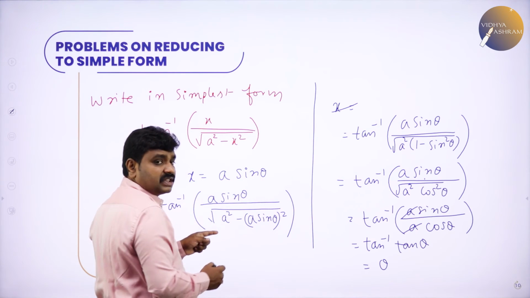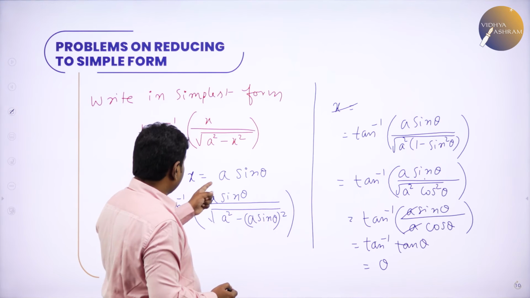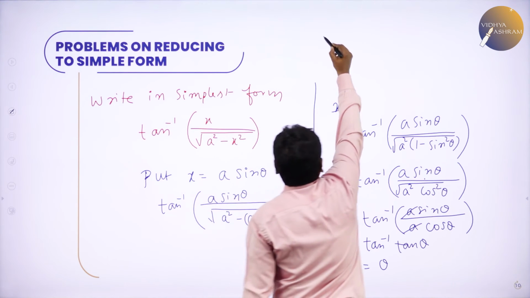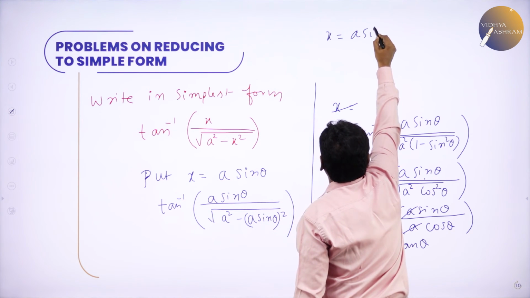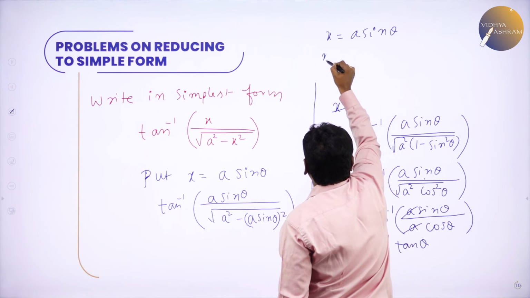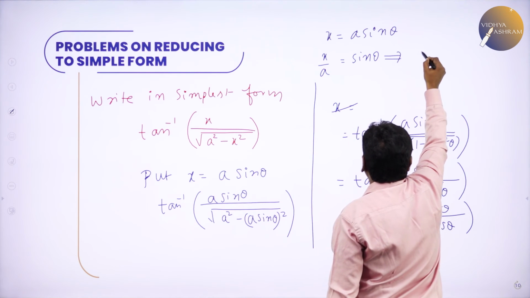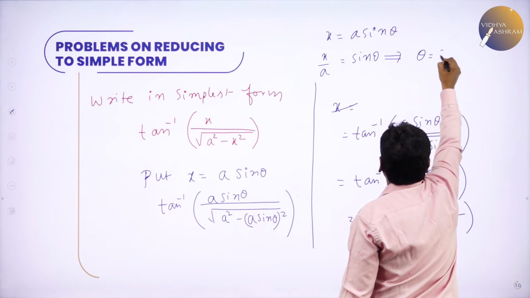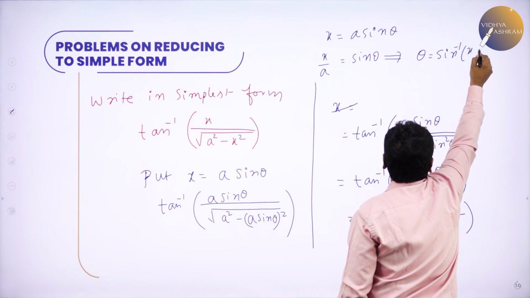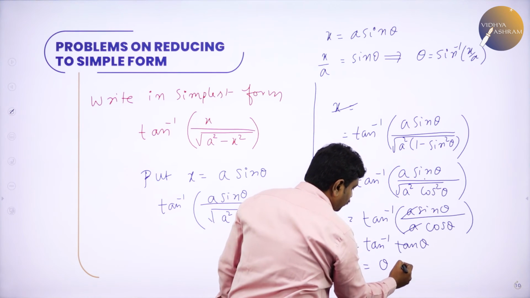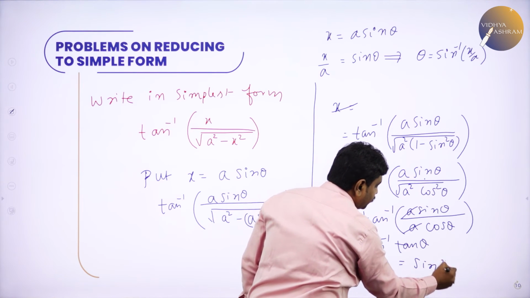What is your theta? We put x as a sin theta, and we got theta. So we have to simplify this also. Put x equal to a sin theta. From this, get theta. How to get theta? The a comes down, it will become x divided by a is equal to sin theta. So theta becomes sin inverse x by a. Now in the place of theta I can put sin inverse x by a.